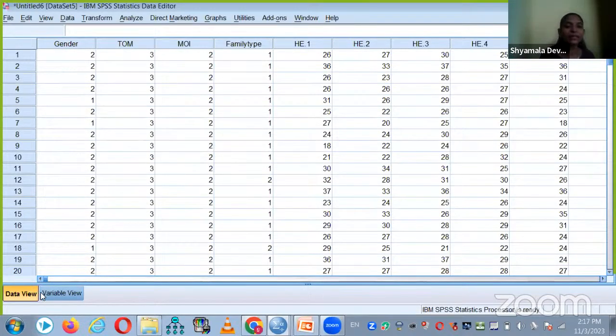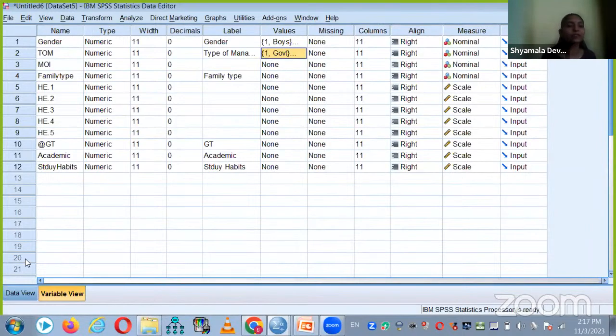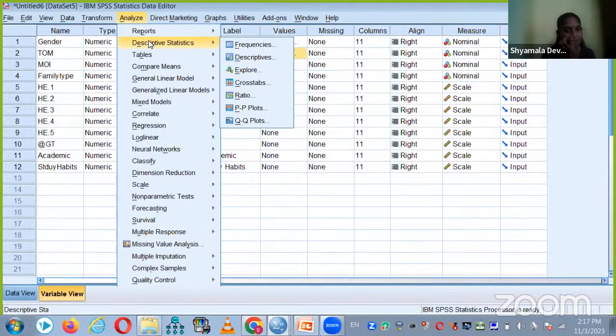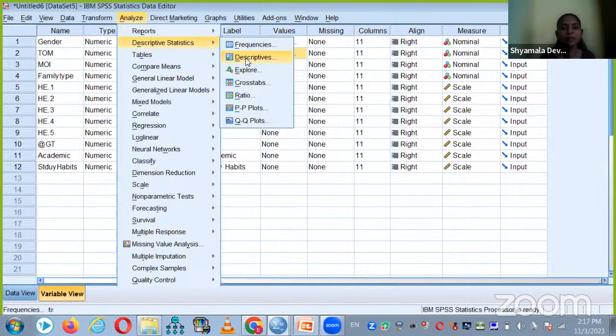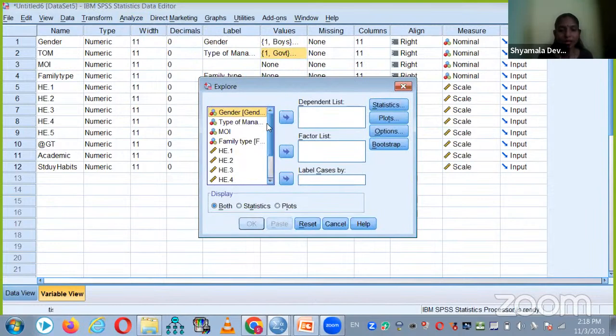Now let's start the normality testing. To test the normality, we should go to analyze, descriptive statistics. Under descriptive statistics, we should move to explore. So analyze, descriptive statistics, and then explore. Just click that. We have to shift the continuous variable and not the discrete variable, right? So let me shift academic achievement to the dependent list first.